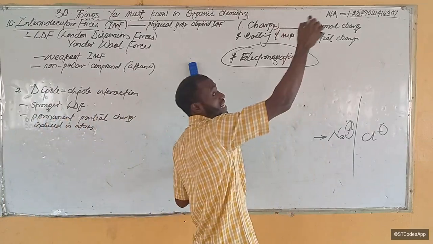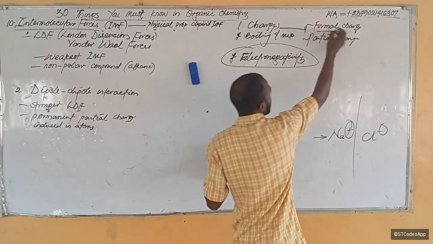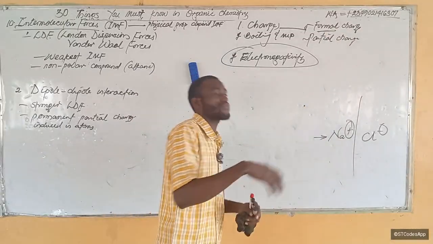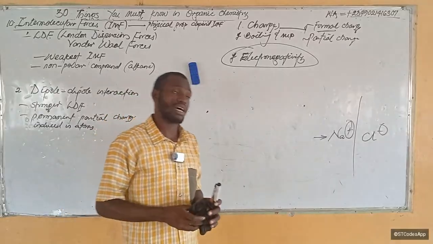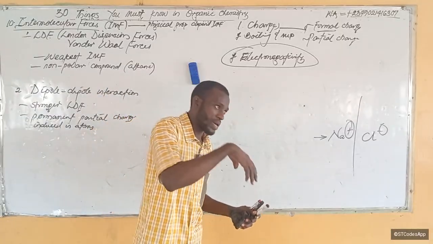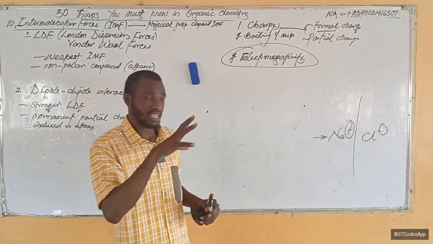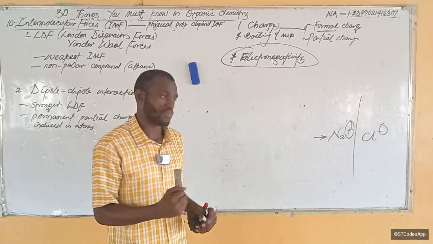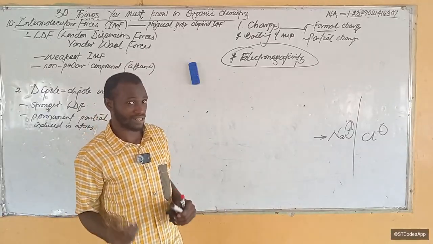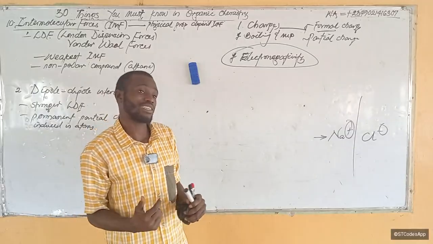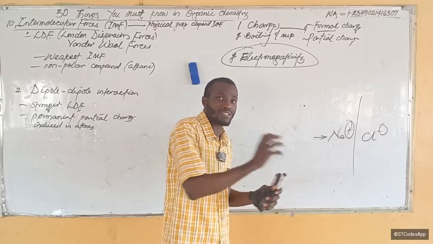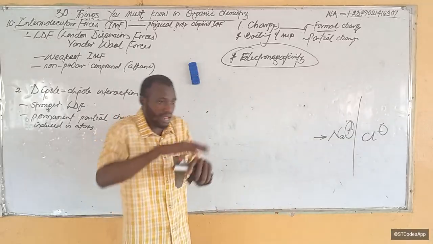Charge is basically what we assign. We assign formal positive if the atom has totally lost the electron, and we assign negative if an atom has totally gained an electron. Then we assign partial positive to the less electronegative atom, and we assign partial negative to the other guy because it is drawing electron density towards itself. Electron density means the cloud of electron.